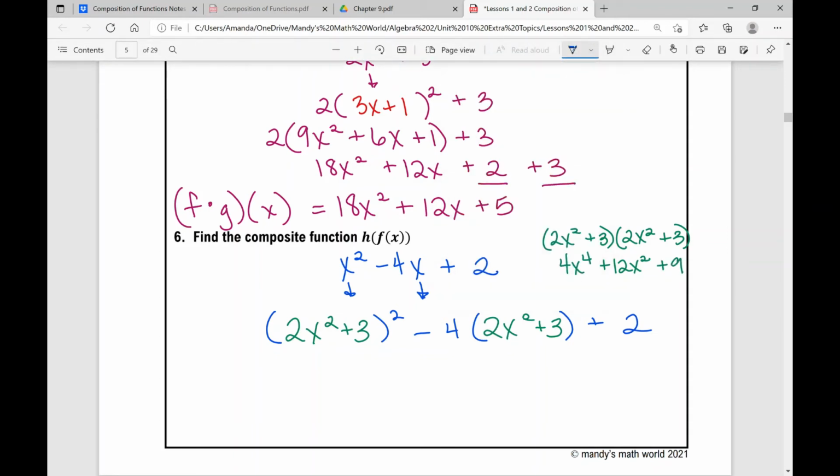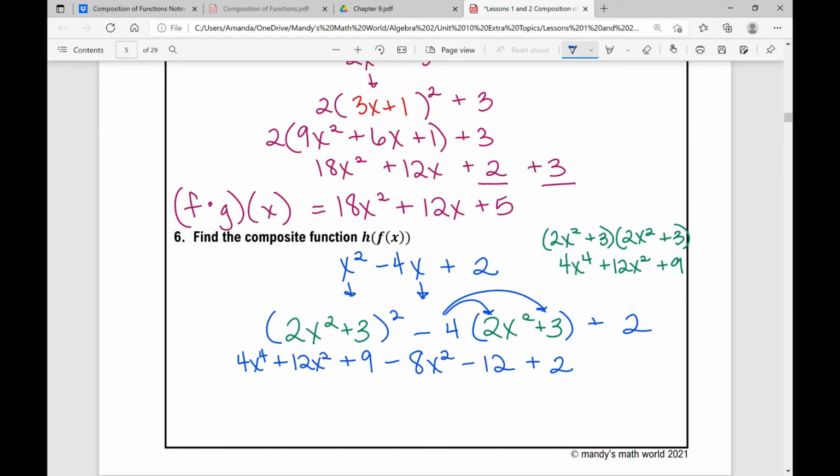So now let's write this out. 2x squared plus 3 squared is 4x to the 4th plus 12x squared plus 9. And then let's go ahead and distribute this negative 4 into each term inside the parentheses. So that's negative 8x squared minus 12, then plus 2.